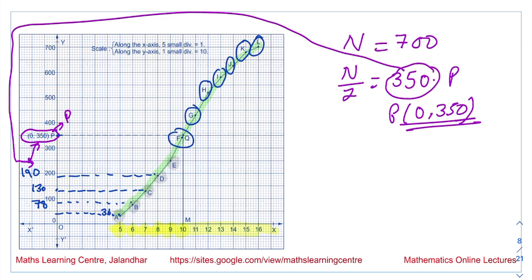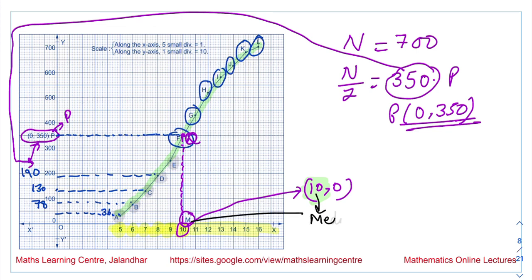From this point we have drawn a perpendicular, and suppose it cuts this Ogive at the point Q. Now from this point Q we have drawn a perpendicular on the x-axis, and this is the point M we have obtained. The value of M is 10, that is (10, 0). So this 10 is basically the median that we are calculating. This 10 is the median of this data.